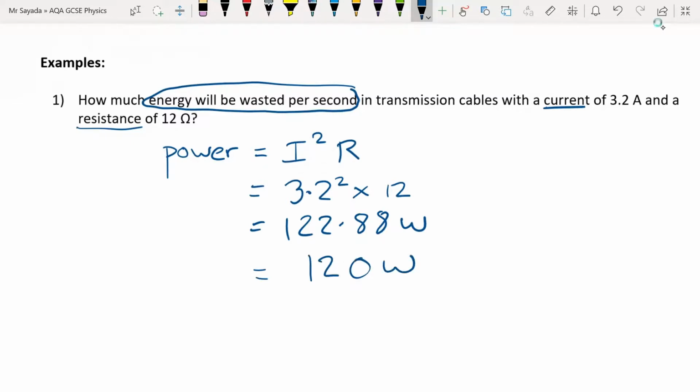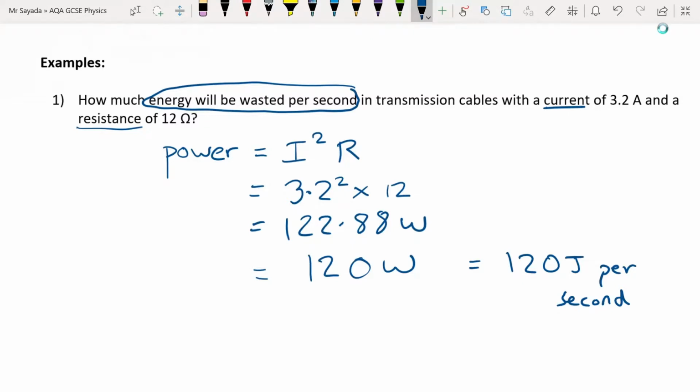So there we go. That is the amount of energy wasted per second. Here you could also give your answer as 120 joules per second. They mean the same thing. 120 watts and 120 joules per second mean the same thing.